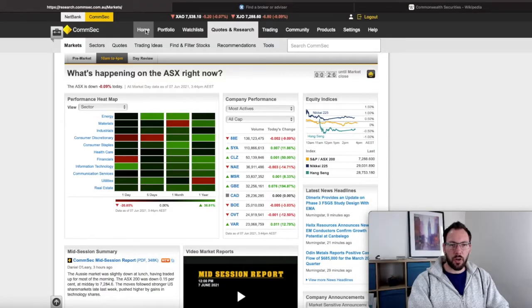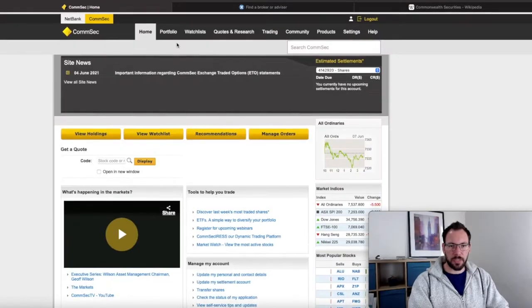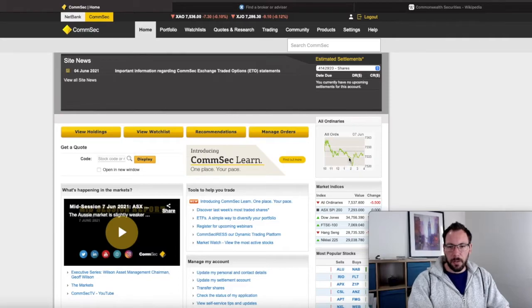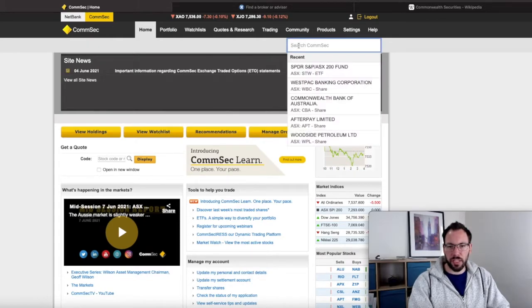We'll go straight to the home screen. I'm already logged in, and at a very high level, the home screen is pretty basic stuff. You can go straight into your holdings, watch lists, or you can manage your orders. Those are probably the important things for me. I personally like to use this quote tab up on the top right hand side.